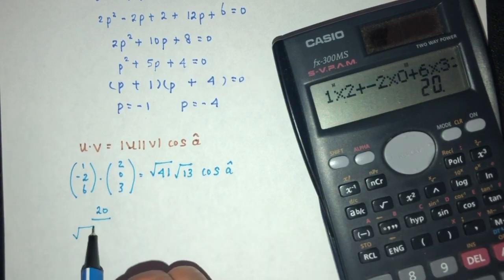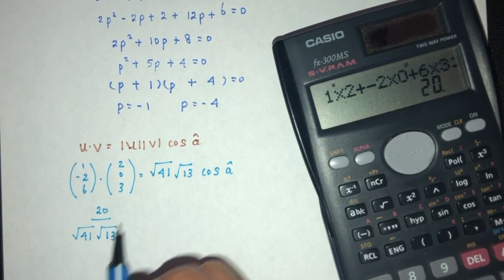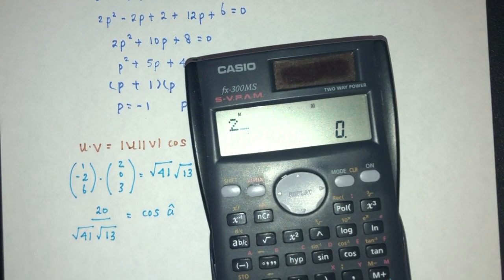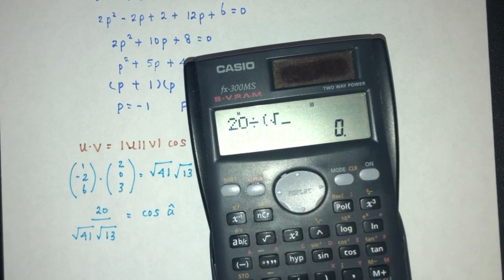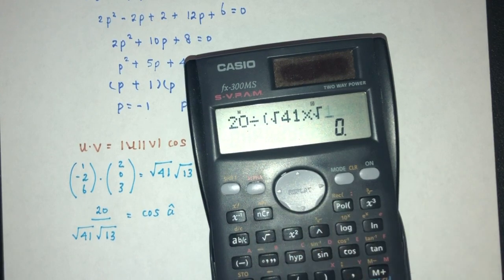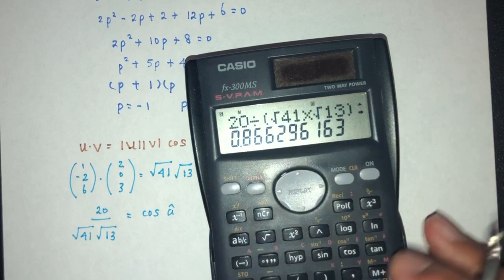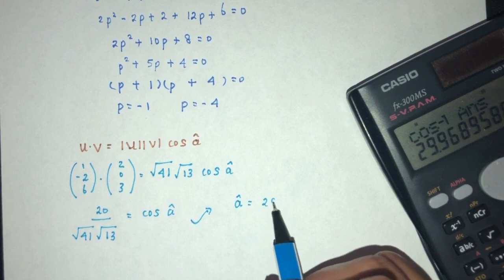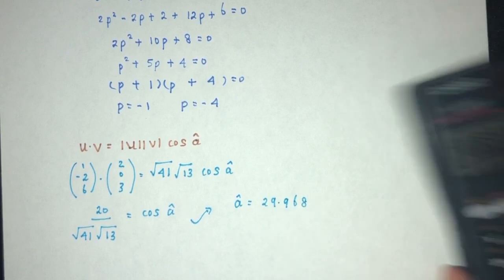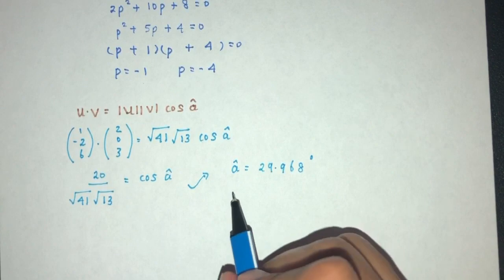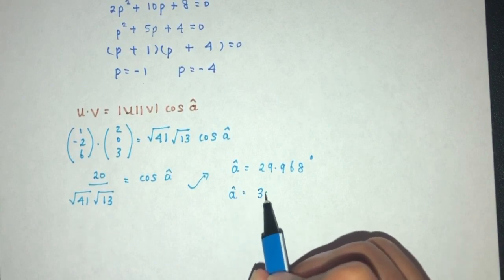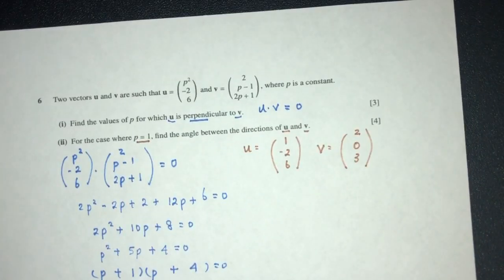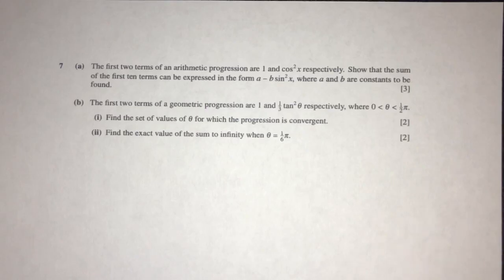Then divide by these values. So root of 41, root of 13 have to be cos of the angle in between. Now 20 divided by root of 41 times root of 13, that should be this. So cos inverse, that should be what? The angle in between should be 29.968 degrees. Correct to one decimal place, that should be 30.0 degrees. And that will be your answer for part 2 of your question. Let's move on to the next question.